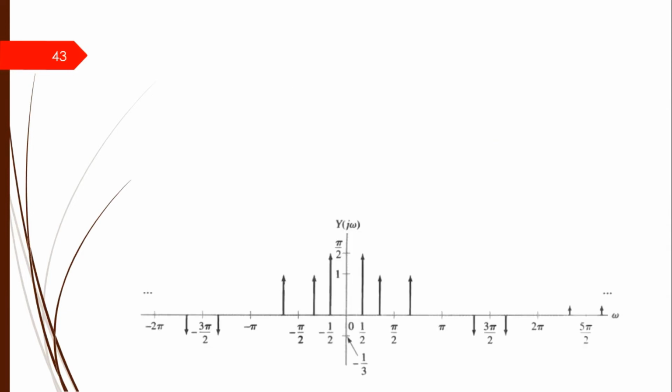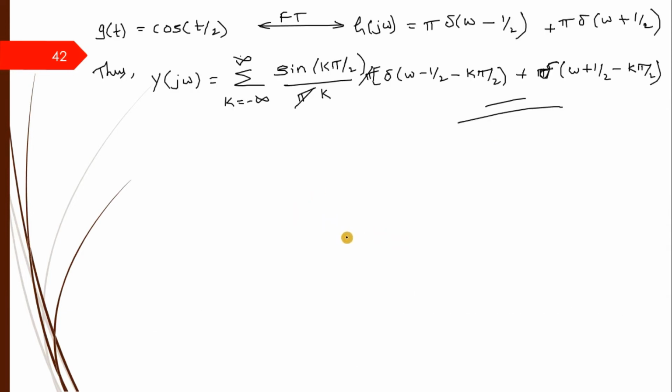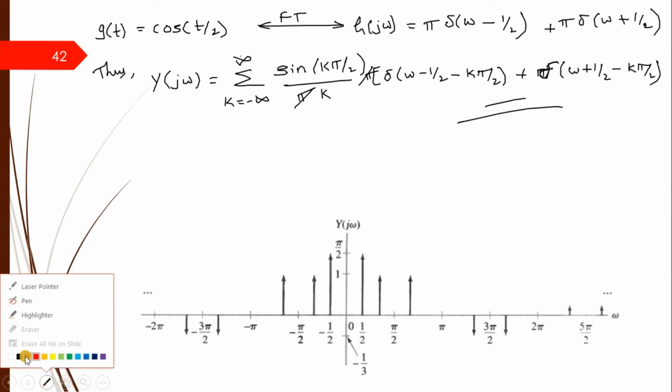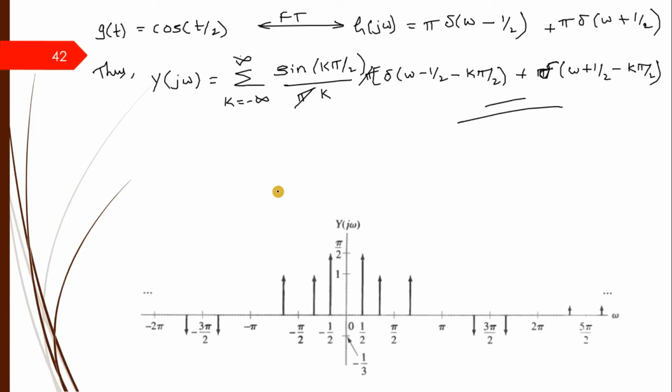And to sketch this waveform, I just take some important points here. The rest you can ignore.